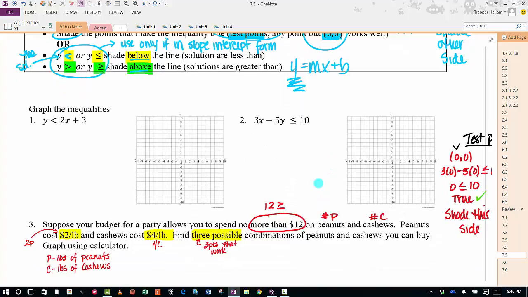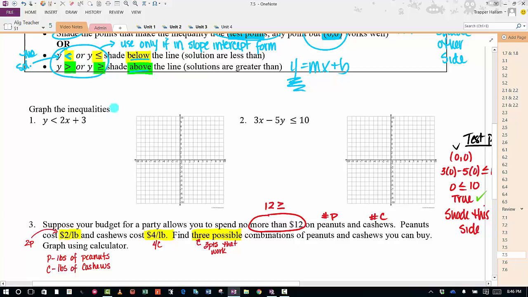Let's just recap real quick. One, we're going to graph, so we take this and graph it with our line using one of our techniques. Second, we decide if it's dashed or solid. And third, we decide which side to shade. So we have 3 parts to do for this. Let's start with our graphing.